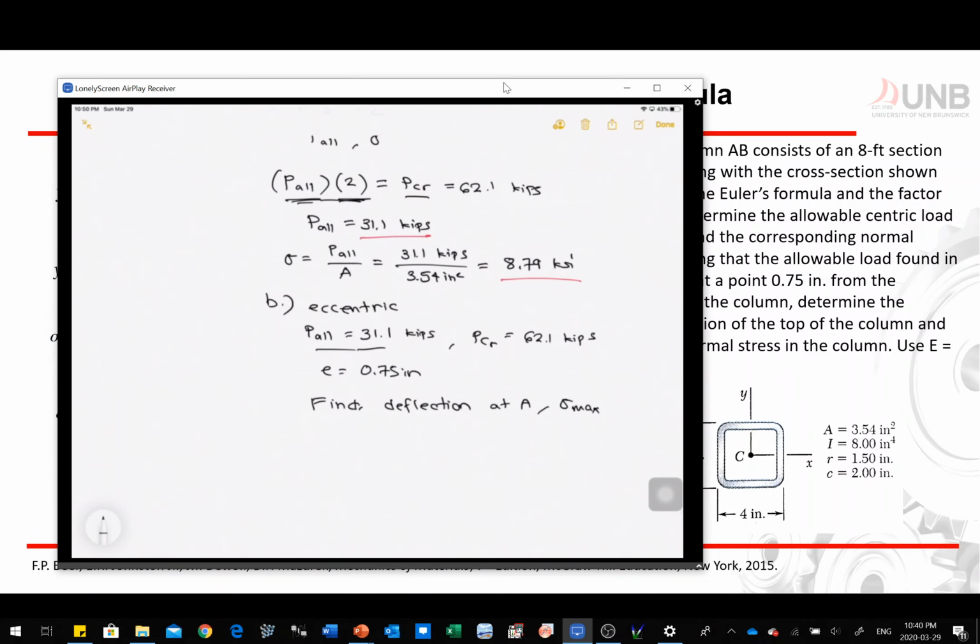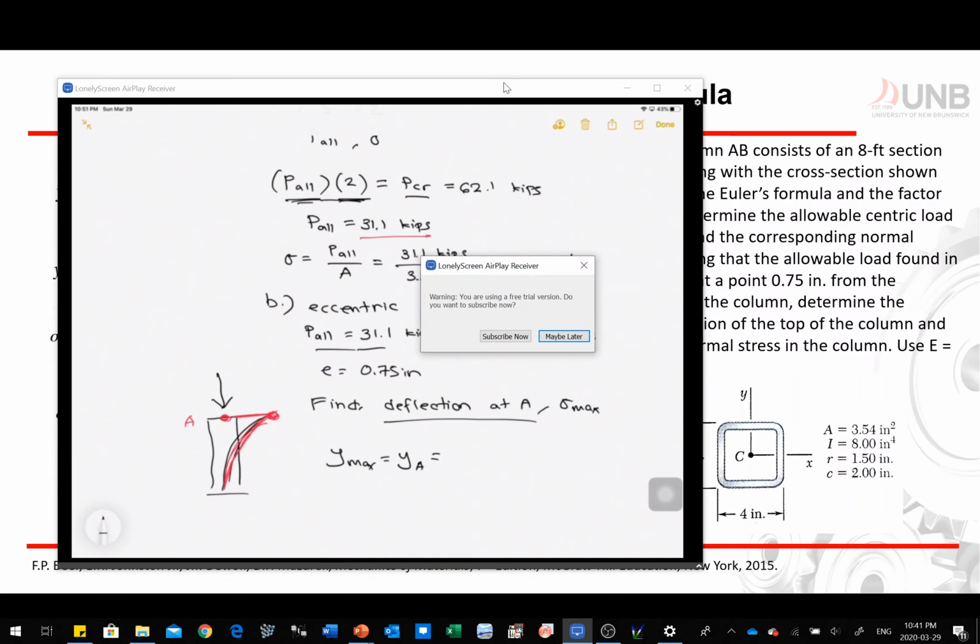Now, for deflection at A, imagine that we have a fixed end. We have our force. It could deflect this way. So it could deflect this way, which means that if this is point A, your maximum deflection is actually at point A, which tells us that your y max is equal to your deflection at point A. And you know the equation there.